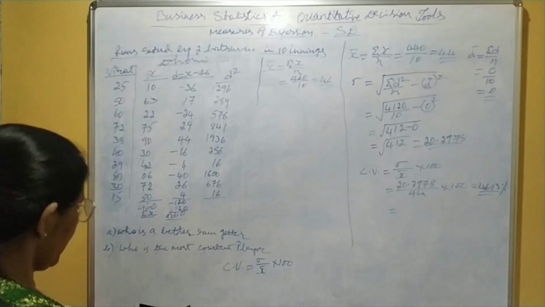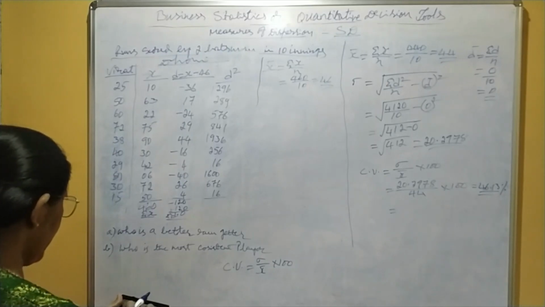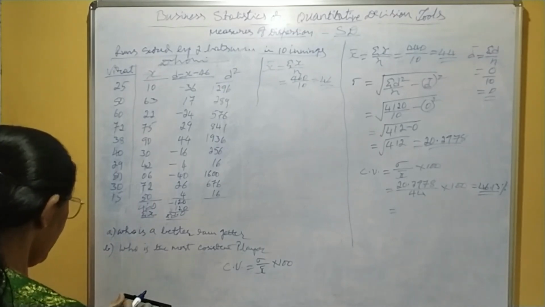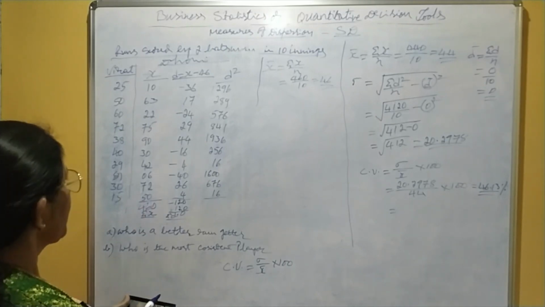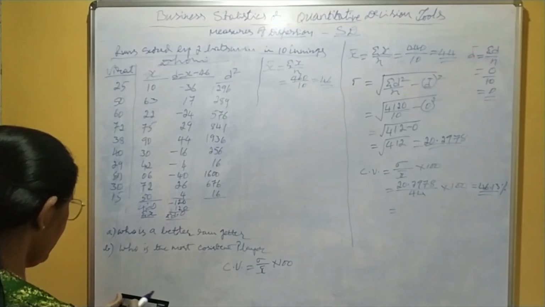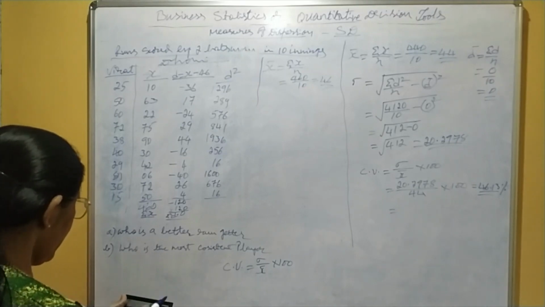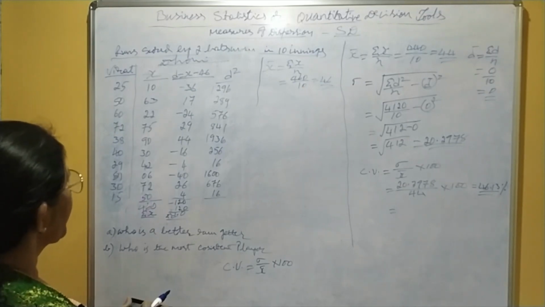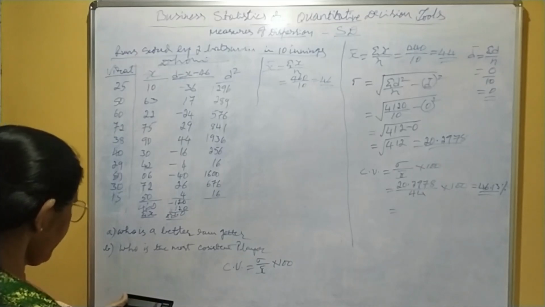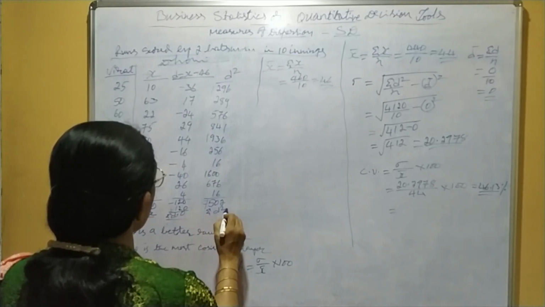Okay. Now take the total: 1296 plus 289 plus 576 plus 841 plus 1936 plus 256 plus 16 plus 1600 plus 676 plus 16, that is 7502. That is sigma d square.